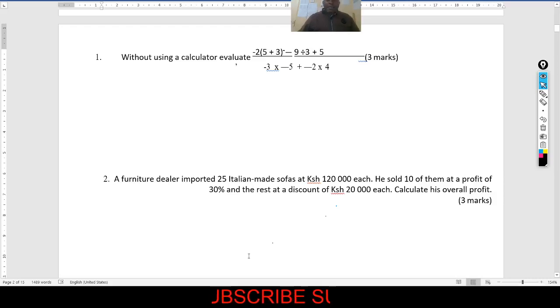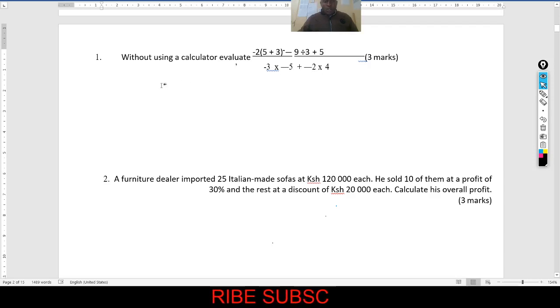Paper 1, Predictor Series 2, KCSE 2021. Question number 1. Without using a calculator, evaluate -2(5 + 3) minus 9 divided by 3 plus 5, all over -3 times -5 plus -2 times -4.